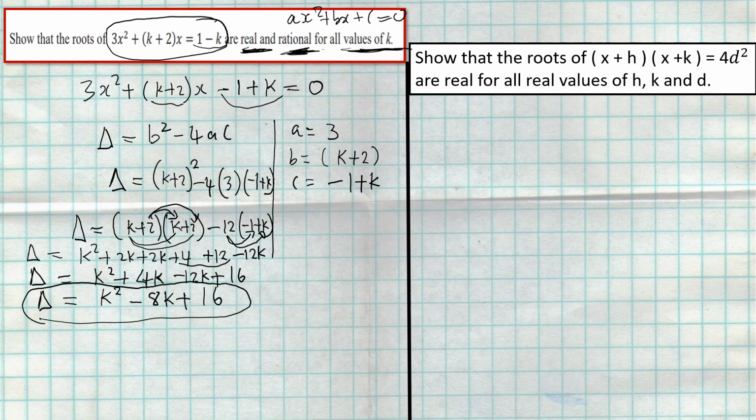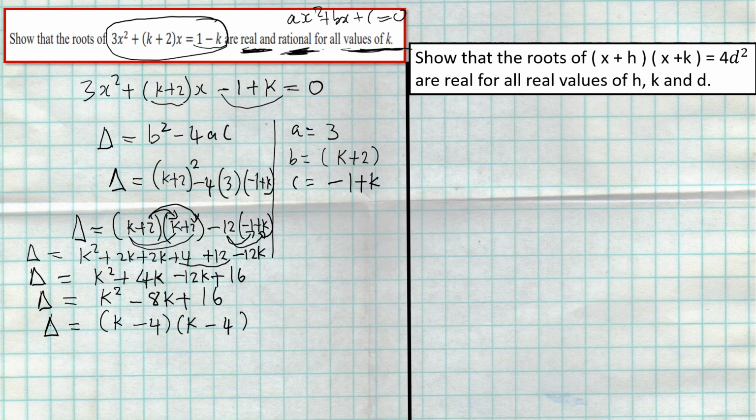Now you need to show that k squared minus 8k plus 16 will always be greater or equal to 0. How do you show it? You just manipulate it and factorize it. Okay, so I'm just going to factorize it quickly. It's going to be k minus 4, times k minus 4.